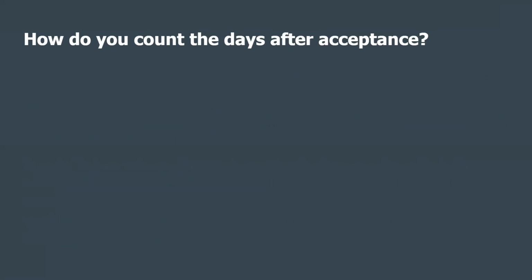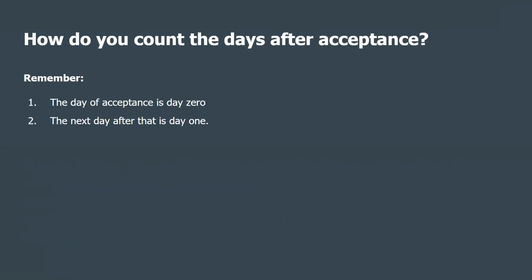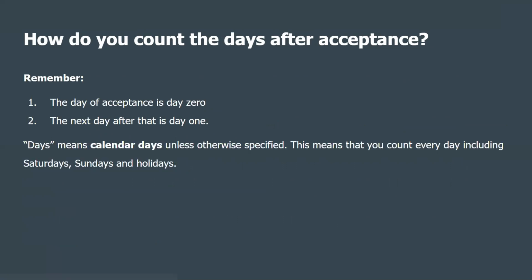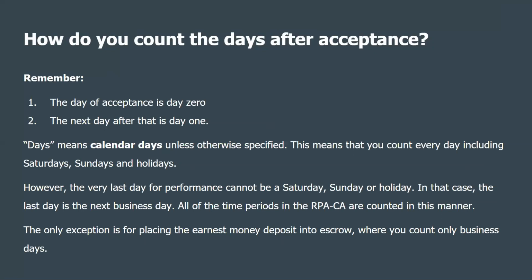Next part is, how do you count the days after acceptance? Remember, the day of acceptance is day 0, and the next day after that is day 1. So days means calendar days unless otherwise specified. This means that you count every day, including Saturdays, Sundays, holidays. However, the very last day for performance cannot be a Saturday, Sunday, or holiday. In that case, the last day is the next business day. All the time periods in the RPA are counted in this manner. The only exception is for placing earnest money into escrow, where you count only the business days.